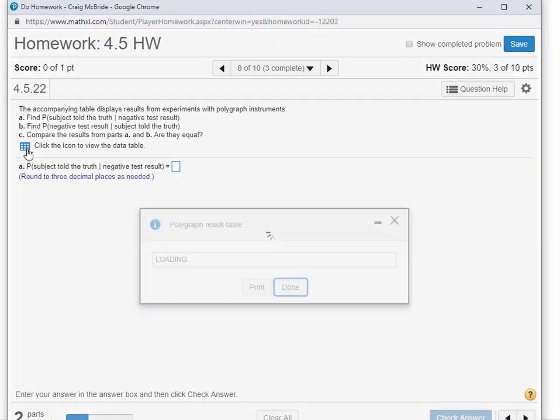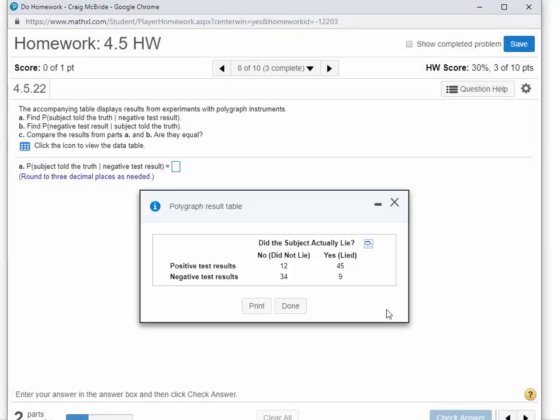They give us a table of stuff, right? So another one of these things. And they want us to find, again, pretty much the same exact question we just did before. I'm not going to waste time doing this one, guys. It's the exact same thing, right? Subject told the truth versus given a negative test result.